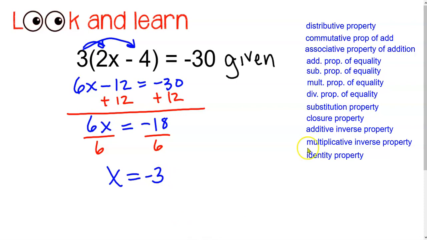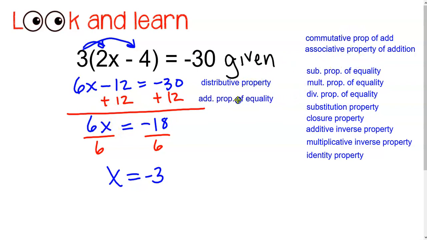Alright, let's see if we can choose from our bank of properties over here on the right. In this one, I had some parentheses on the first line, but I don't on the second. So that's the distributive property. The next one is my addition property of equality. And remember, anytime you use a property of equality, the line underneath has to be an inverse property. So the fact that 12 and negative 12 make 0, that's called the additive inverse property.